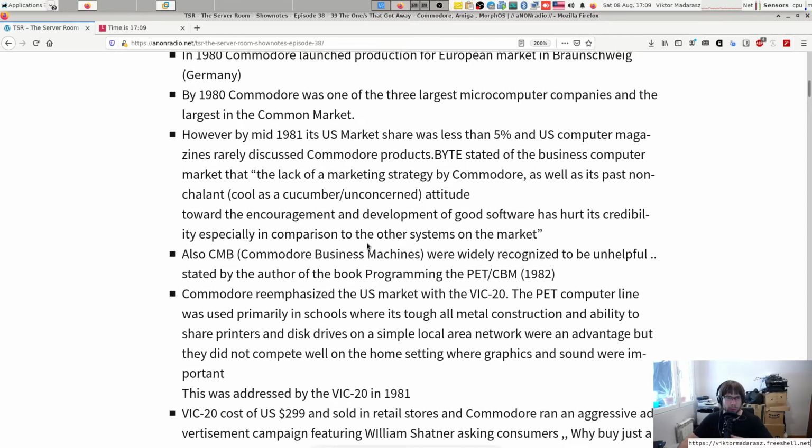However, by mid-1981, its US market share was less than 5%, and US computer magazines rarely discussed Commodore products. Byte magazine stated of the business computer market that the lack of marketing strategy by Commodore, as well as its past nonchalant, and I had to look up what the synonym is for this, and Google told me it's cool as a cucumber, or unconcerned attitude towards the encouragement and the development of good software, has hurt its credibility, especially in comparison to the other systems on the market.